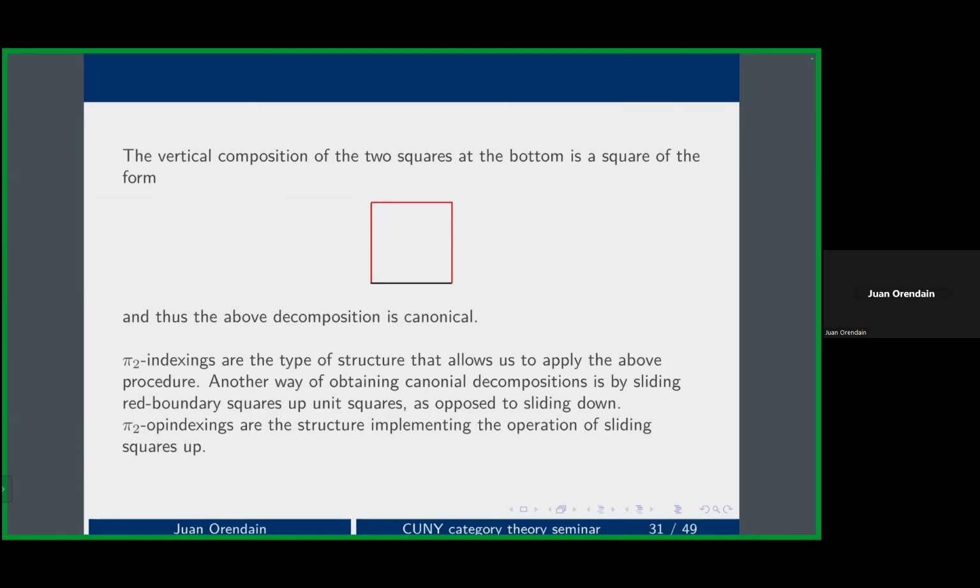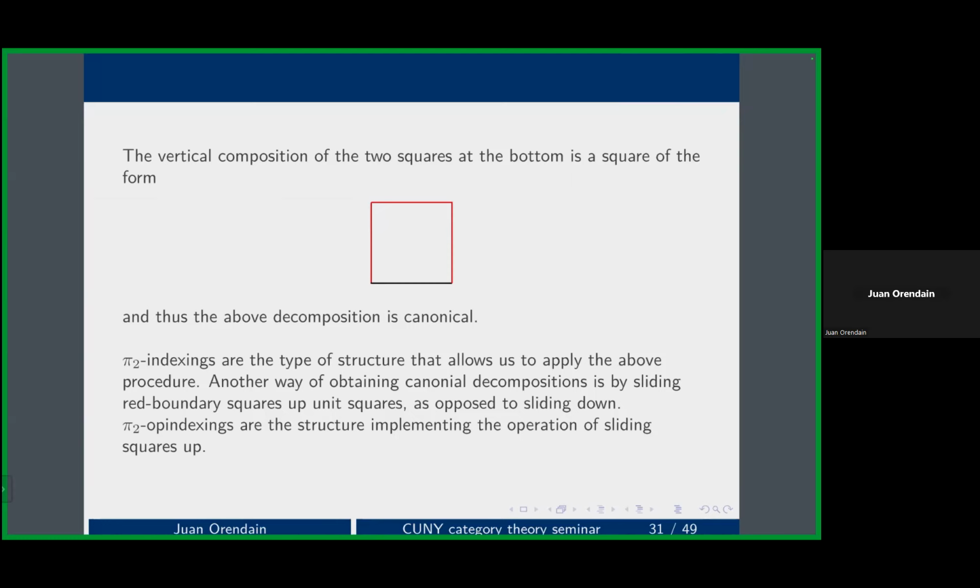Also, the same thing you can say if you can slide red boundary squares up horizontal identity squares. So what kind of structure allows us to do that? Well, there's this thing that we came up with called π-indexing. I say we because I wrote this with my PhD student, Ruben Maldonado, who I don't think is in the audience, but he worked on this.